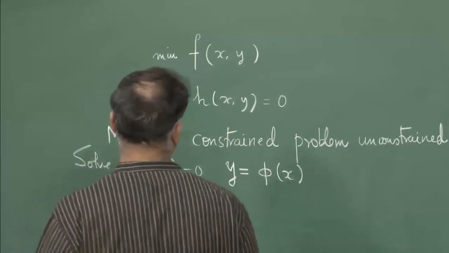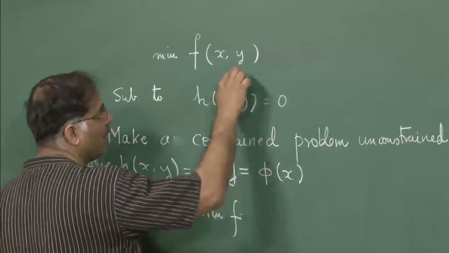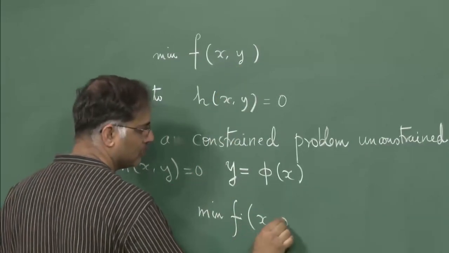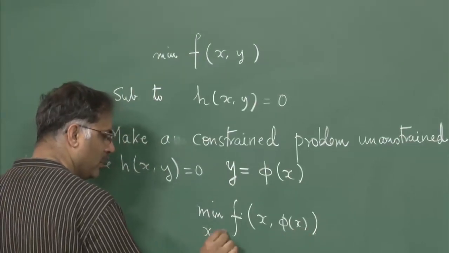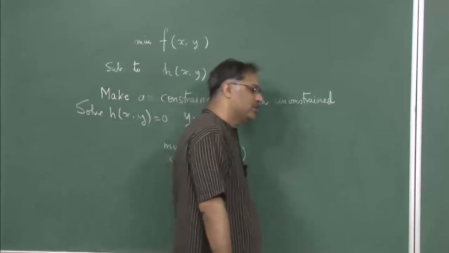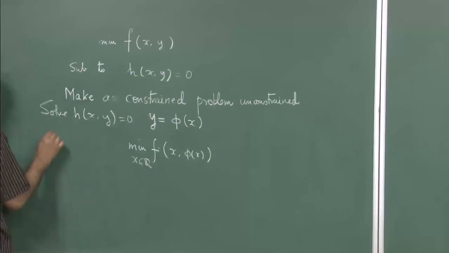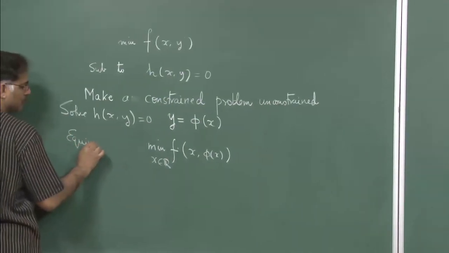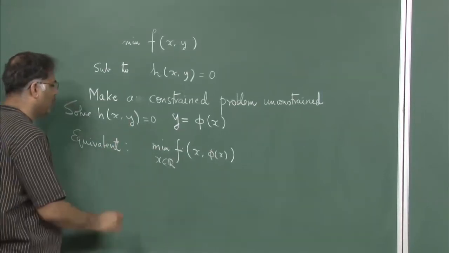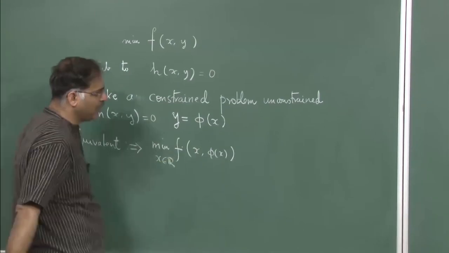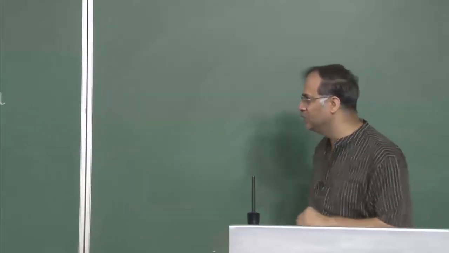Once I know the explicit relation between y and x, then of course I can replace y here with y(x), and now I can just minimize over R. It becomes an unconstrained minimization problem in R. So, this is an equivalent problem. So, the equivalent minimization problem is this. If I can always do that, then why do I need to bother about things you have heard called the Lagrange multiplier rule?